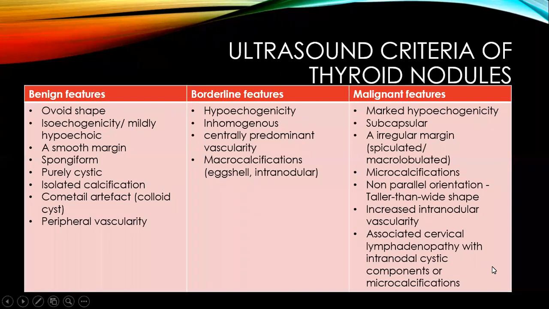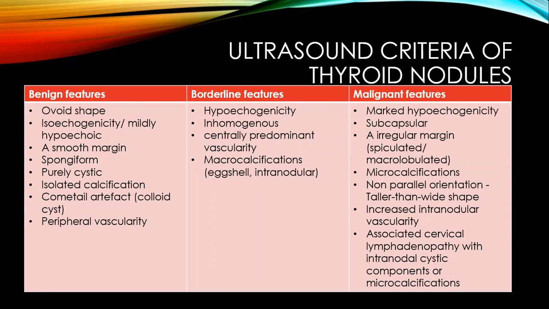And if we also see associated lymphadenopathy, those features favor the malignant. But the intermediate ones include hypoechogenicity. It is not definitive, it's indeterminate. We can't classify it as either benign or malignant.